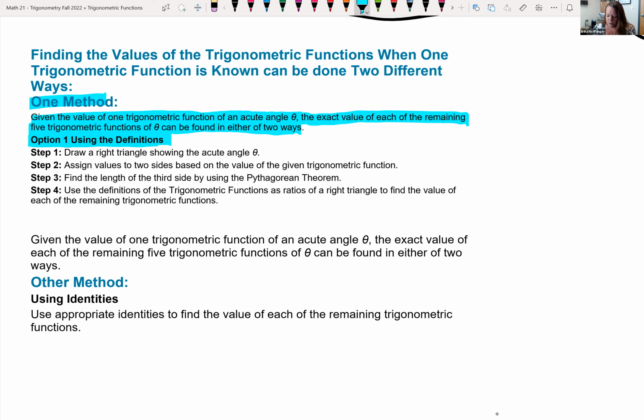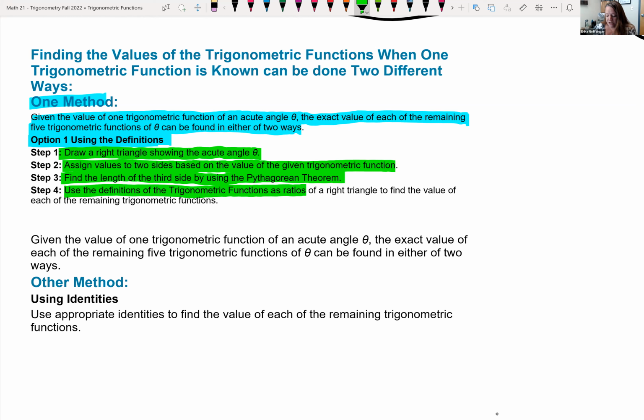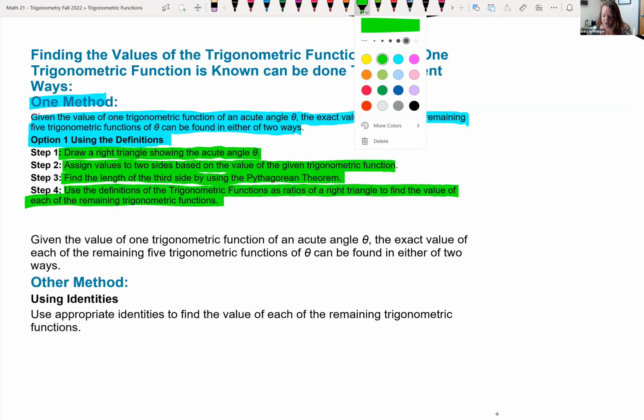When we use that definition, the first thing that we want to do is draw our triangle. Draw the right triangle showing the acute angle theta. And then we're going to assign the values of the two sides based on the sides of the given trigonometric function. Find the length of the third side by using the Pythagorean theorem. And then we're going to use the definition of our trigonometric functions as ratios of a right triangle to find the value of each of the remaining trigonometric functions. So that was the first method, step by step on what you would do.